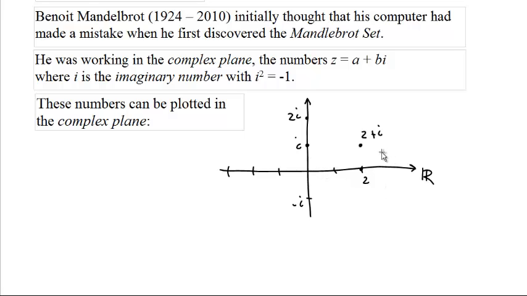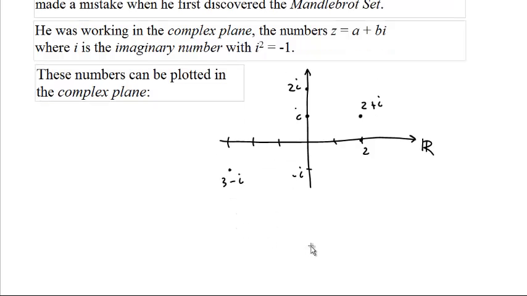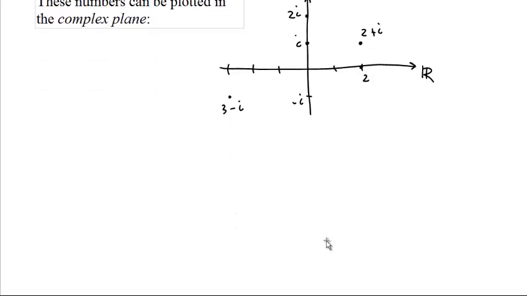Now, normally on the plane, this is a pair of numbers. But in the complex plane, this is a single number, 2 plus i. This is a single number, 3 minus i. Anyway, he did this crazy complicated process, but he couldn't do it by pen and paper. He had a computer do it.